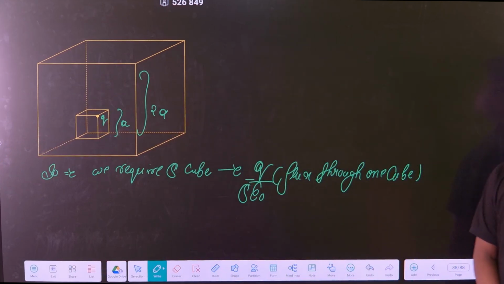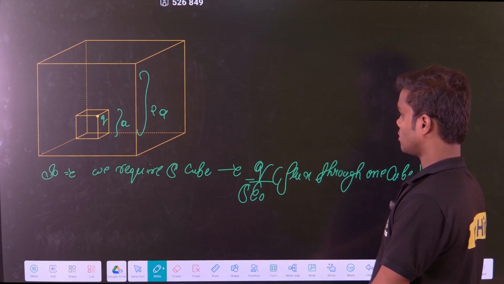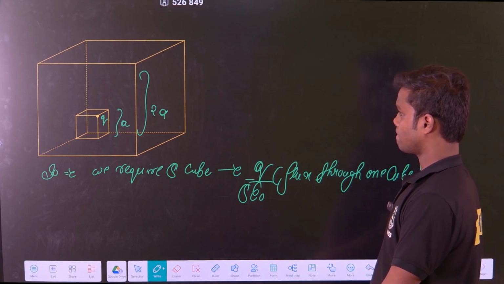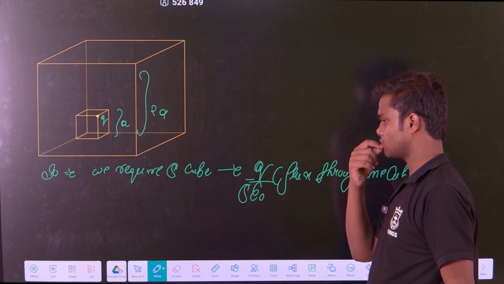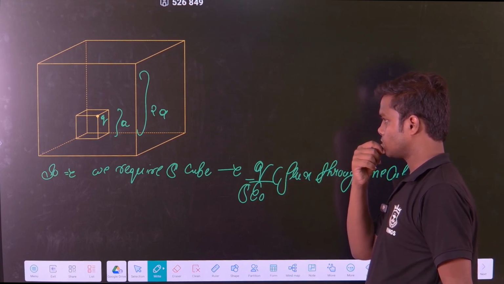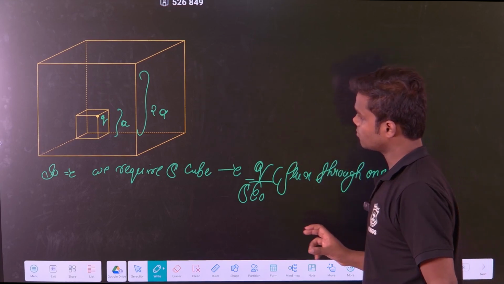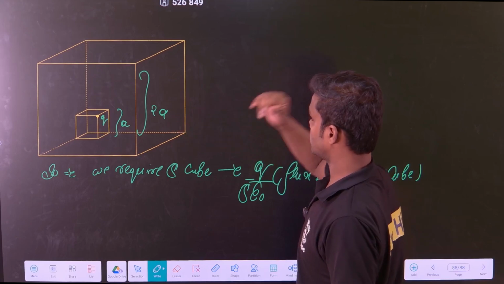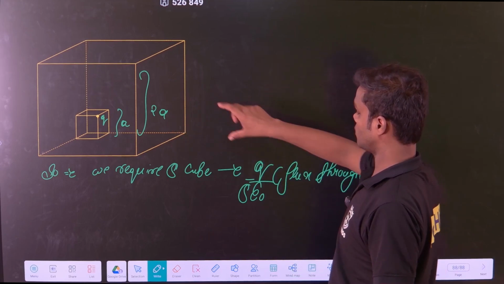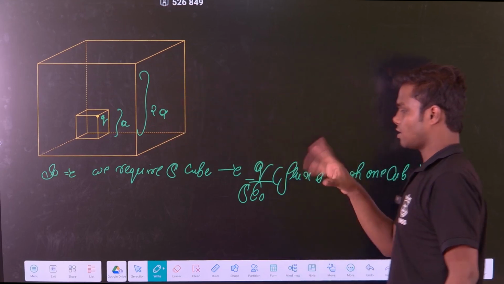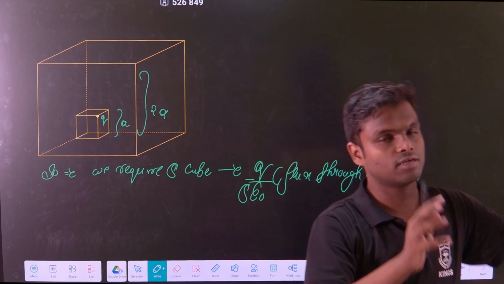Now the flux through one cube will be q by 8 epsilon naught. Let me check again: 1 2 3 4 5 6, yes, correct. 8 cubes will be required. Now let us think here. We got that we need a total of 8 cubes.